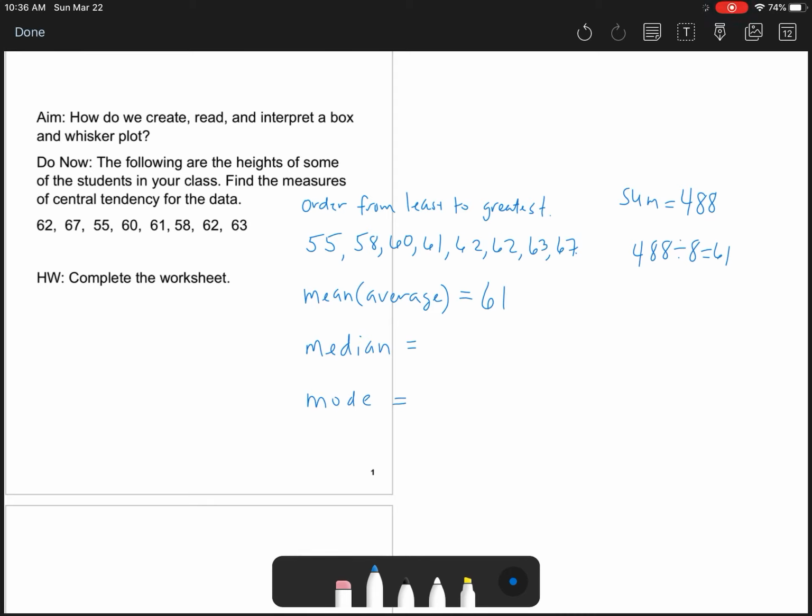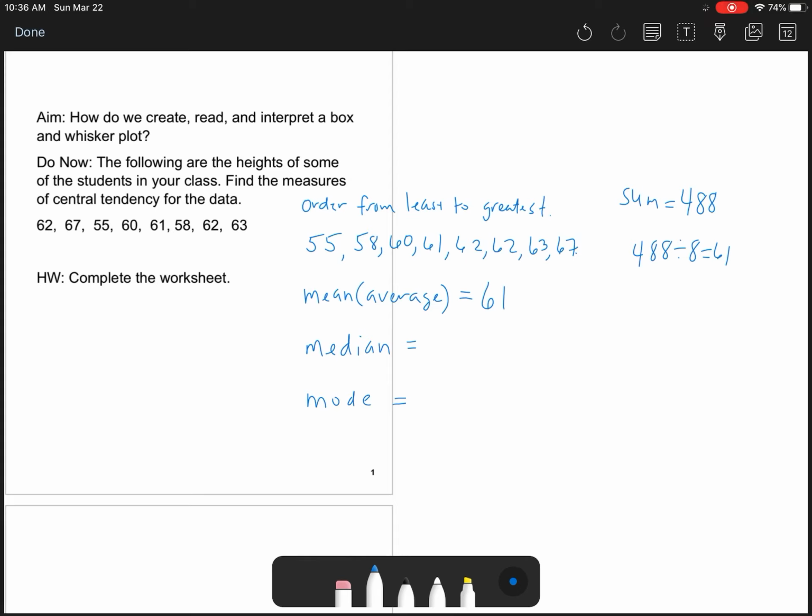For the mean or the average, we have to find the sum of all the data and then divide by the amount of numbers that we have. The sum is 488. We have 8 numbers, so we get 61 for the mean.